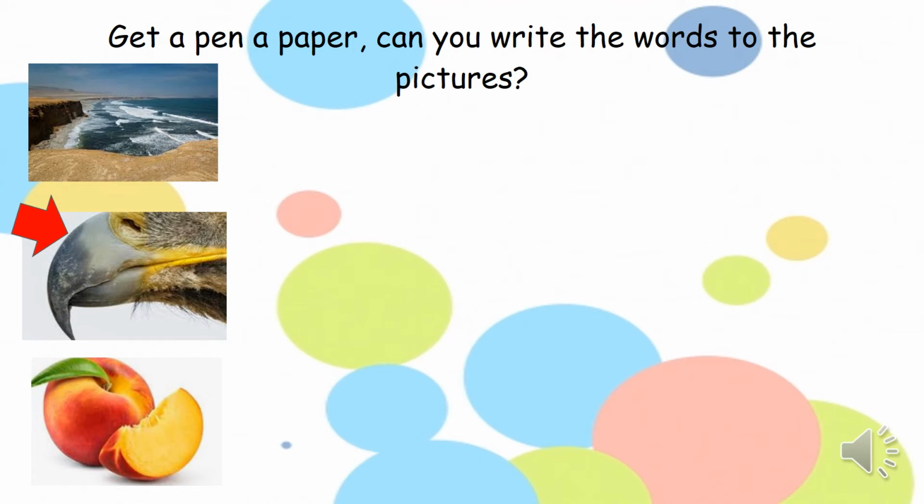The second picture, what is the arrow pointing to? It is pointing to the bird's beak. And the last picture, this is a nice juicy fruit. What's the name of this fruit? It is a peach. So your words that you are going to write are sea, beak, and peach. Pause the video here and write those words.